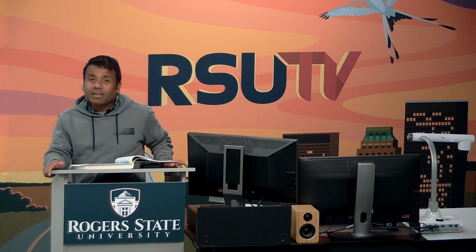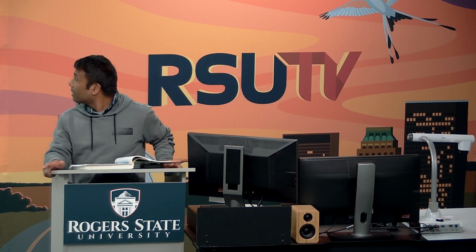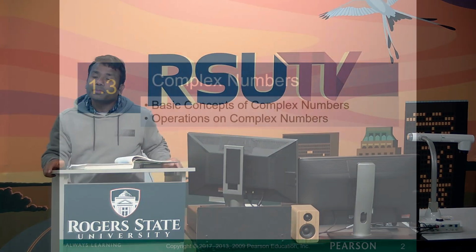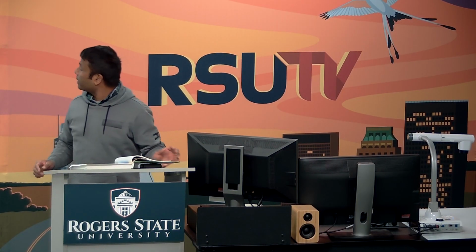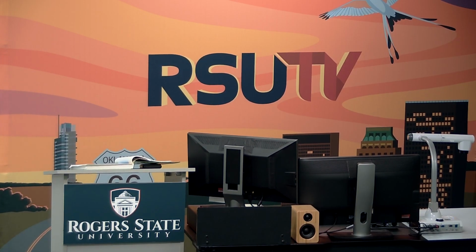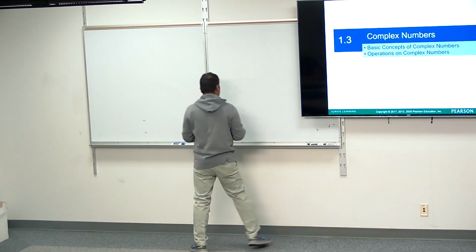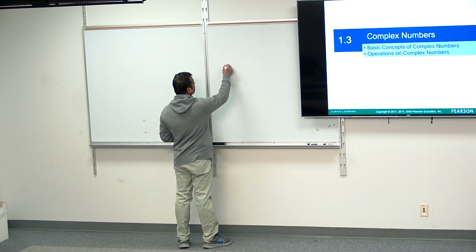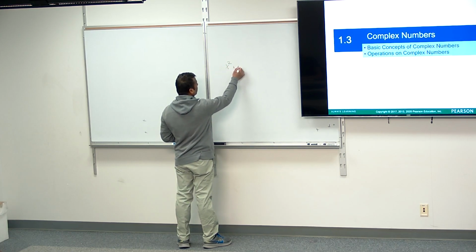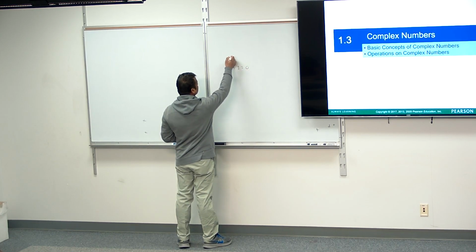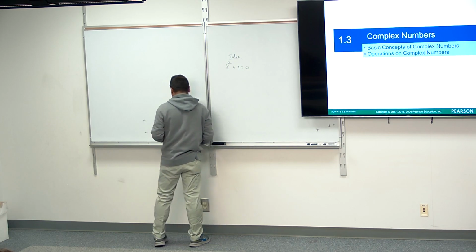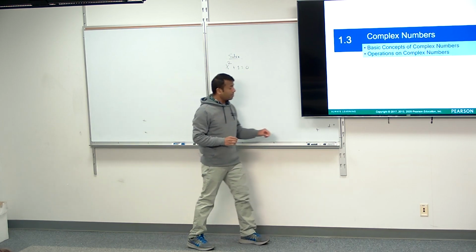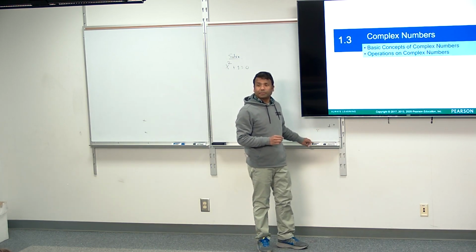So today we will discuss complex numbers. And you guys know that, let's say you have a quadratic equation, x squared plus 1 equal to 0. So how do you solve this quadratic equation? How do you solve this equation?